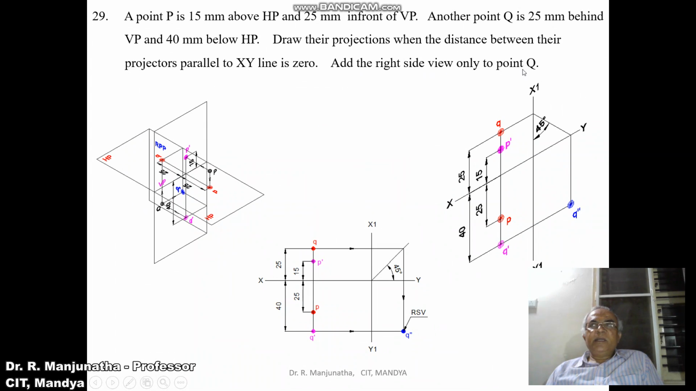And then he says add the right side view only for the point Q. So point Q means it is in the third quadrant. That means it is the right profile plane we're going to consider here.